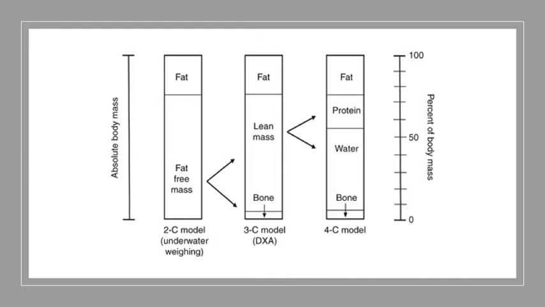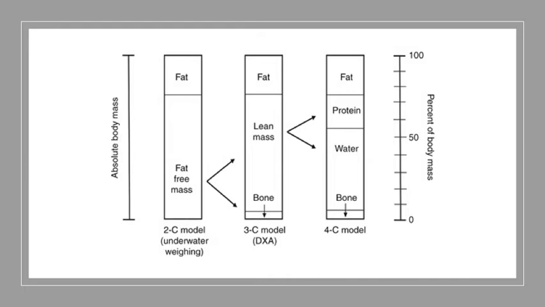If we move to the middle column, we see the 3-compartment model, and this is known as the DEXA or densitometry. Okay, and this splits it into 3 compartments. The beauty of the DEXA is it measures your bone densitometry as well. So it splits your body into only 3 compartments now. We have fat, we have lean mass, and we have bone.